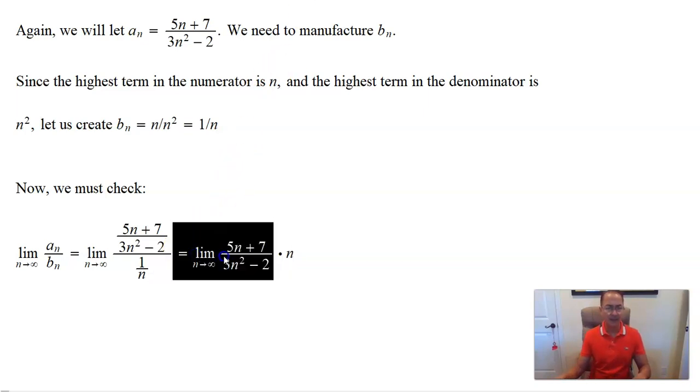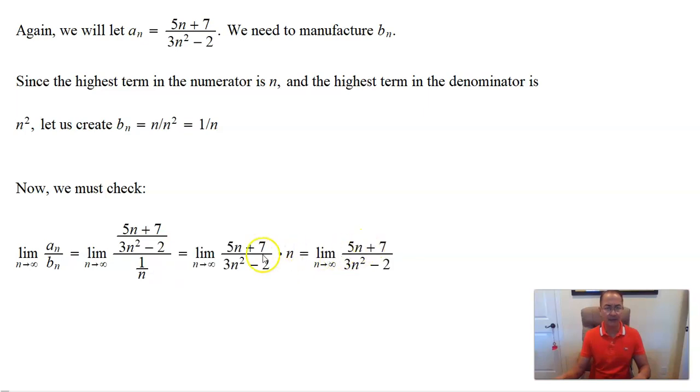Okay, but what can we do? Let's just distribute that times n to the numerator, so that's 5n squared plus 7n. Now the highest terms are both n squared in the numerator and the denominator. Once again, we have an infinity over infinity form, and basic calculus, if you forgot, all we need to get the limit are these two coefficients, 5 over 3. Again, if you doubt me, then do L'Hopital's rule twice.